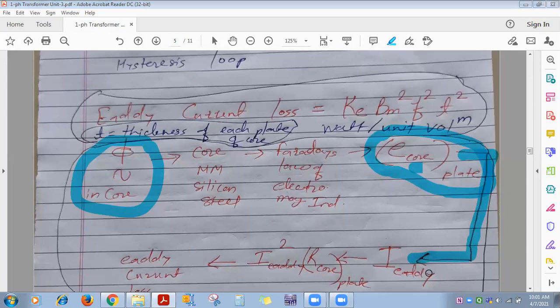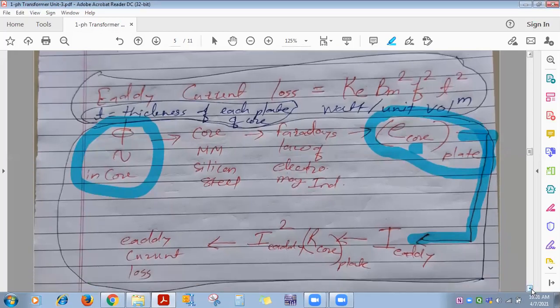Okay. And as that current is flowing through each and every plate, there is an insulating material between every adjacent plate, isn't it? Varnish. So what is happening? Whatever eddy current is flowing in one plate will not flow through another plate, because varnish, an insulating material, is there. So each and every plate is offering some opposition to the flow of this eddy current.